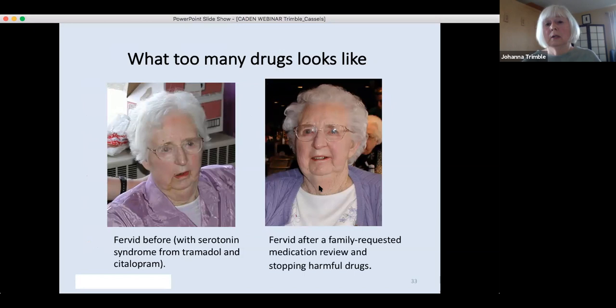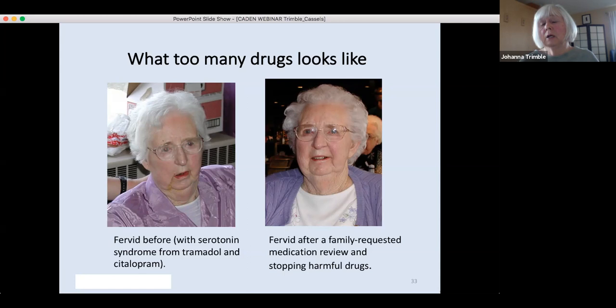So to conclude, I just want to show you what too many drugs looks like. These are photographs, the first one of Fervid, and I have two others that were given to me by daughters of women that were in residential care who had too many drugs prescribed. They've given me permission to use the first name of their mothers and also permission to use these pictures.